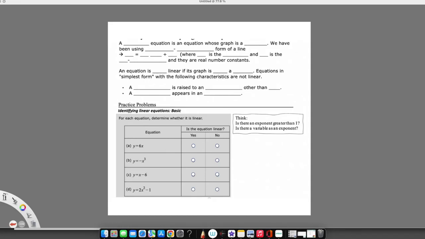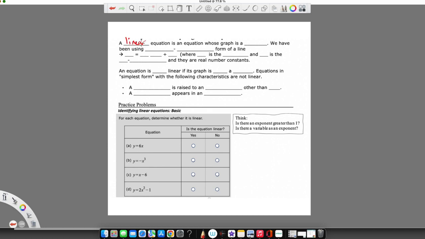Alright, in this video we're going to take a look at identifying linear equations, just the basic idea of doing that. So let's look at some of the definitions and concepts behind a linear equation. A linear equation is an equation whose graph is a line. So hopefully we can hear "line" in linear. Literally it's just going to be a graph of a line like this.